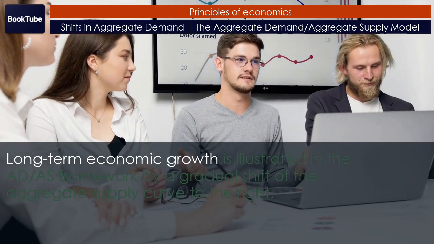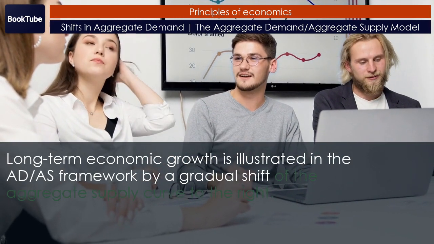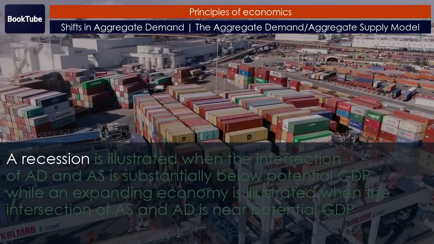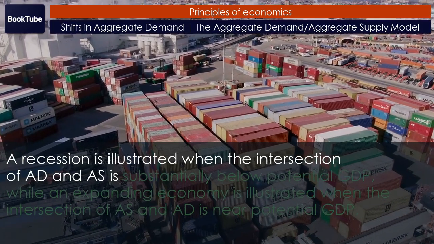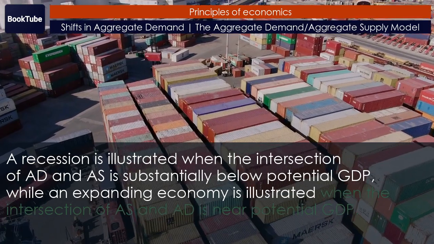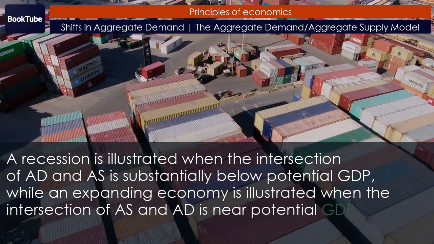Long-term economic growth is illustrated in the AD/AS framework by a gradual shift of the aggregate supply curve to the right. A recession is illustrated when the intersection of AD and AS is substantially below potential GDP, while an expanding economy is illustrated when the intersection of AS and AD is near potential GDP.